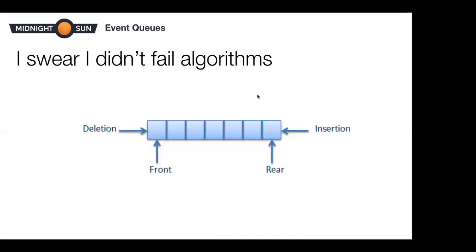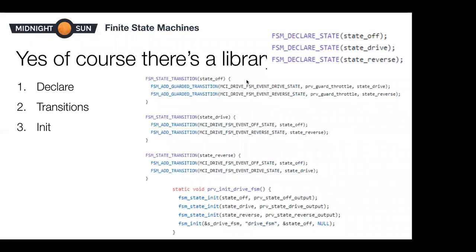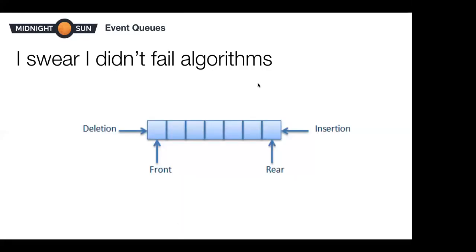So you may have noticed in the previous code example values like MCI drive FSM event drive state values. These are what we call events. A project will generally contain a global event queue, which is used to communicate between modules. So an event queue, well, it's a queue.